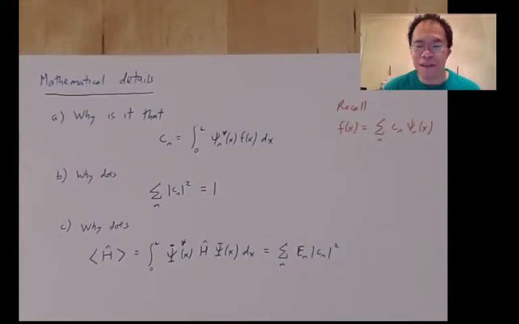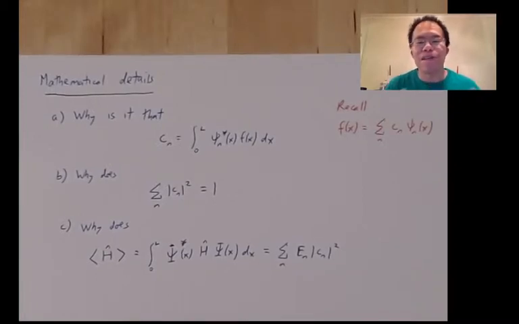And finally, I want to give the details behind an argument for what happens if you calculate the expectation value of the Hamiltonian, or of the energy operator. You'll get the sum on n of E sub n times modulus squared C sub n, which is an argument for interpreting C sub n modulus squared as the probability of measuring the particle's energy to be E sub n.